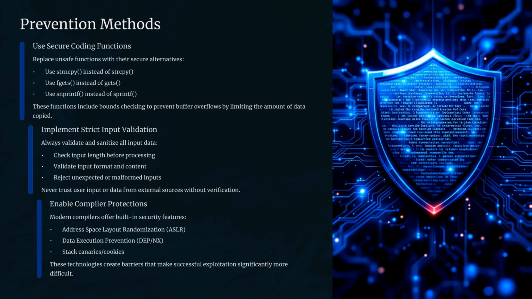So how do we defend against buffer overflows? First, use secure coding functions. Instead of using functions that don't check the size of what you're copying, pick ones that do, like using safer string functions that limit how much data you handle at a time. This way, you avoid writing past the end of your buffer. Second, always validate input. Check lengths, sanitize formats, and never trust external data blindly. Third, enable compiler protections like ASLR, DEP, and stack canaries. These features make it harder for attackers to predict memory addresses or inject code successfully.